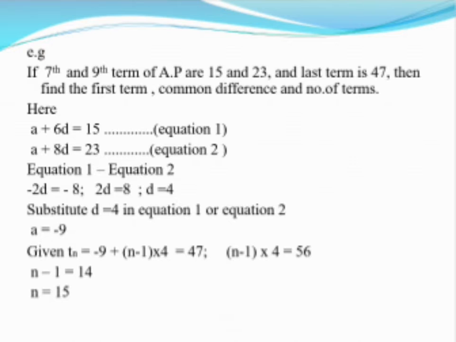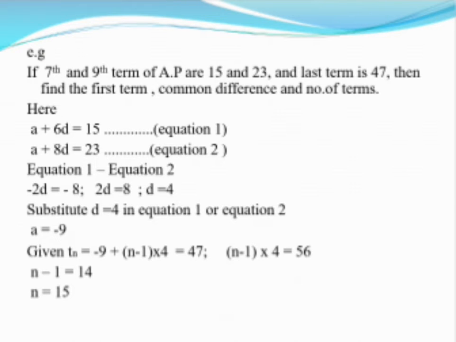Now we have to simplify it by solving the two equations simultaneously. We get common difference is equals to 4. Now substitute that d is equals to 4 in any of the above equations, that is equation 1 or equation 2. Simplifying it, we get a is equals to minus 9.